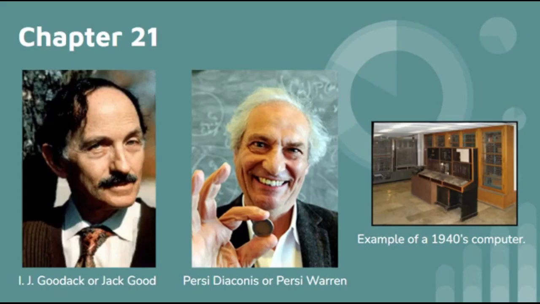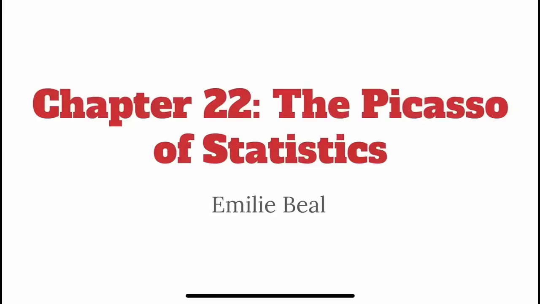The field of informational science had begun to emerge in higher education, with informational scientists having engineering traits and practicing mathematical statistics, which caused the development of computer science to progress hand in hand with statistics, a topic that will be discussed in Chapter 22. I will be doing my presentation on Chapter 22, the Picasso of Statistics.